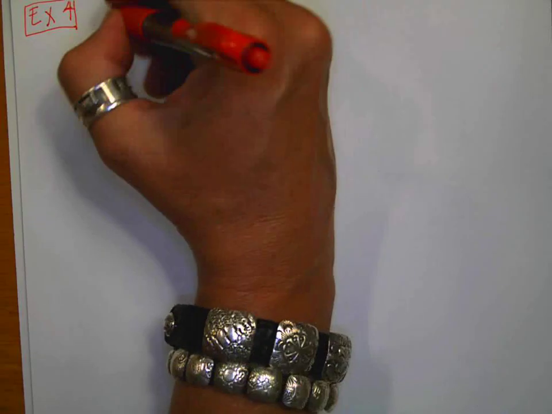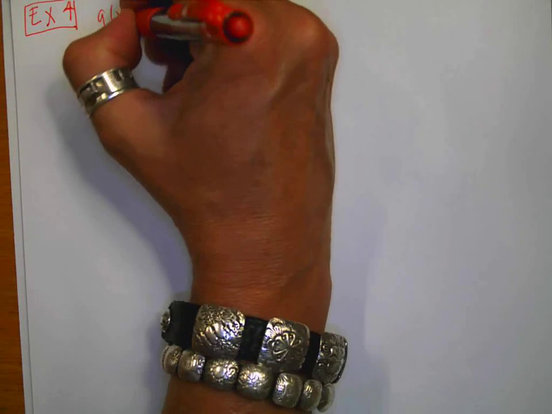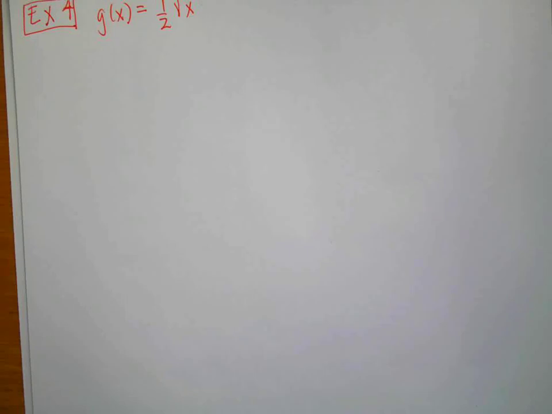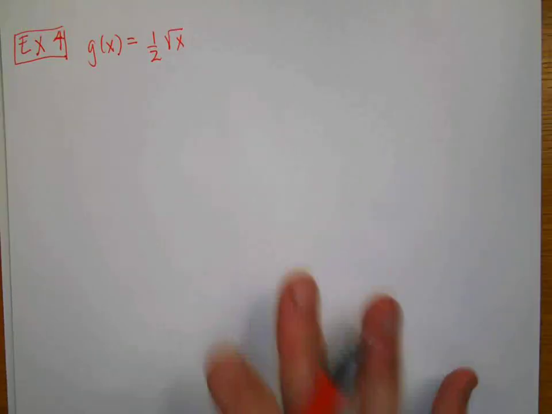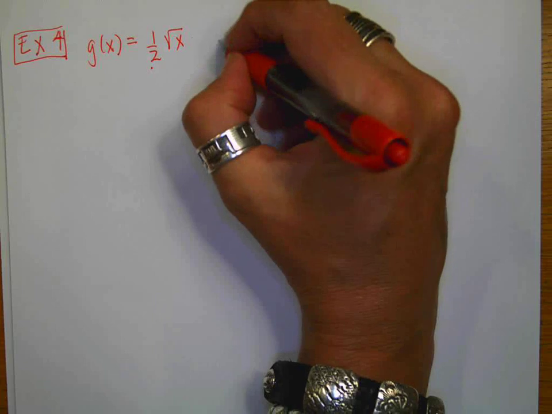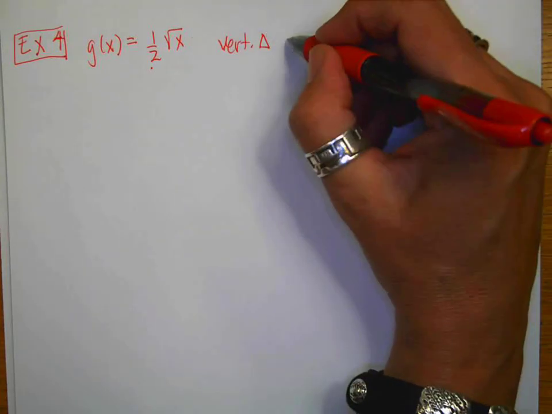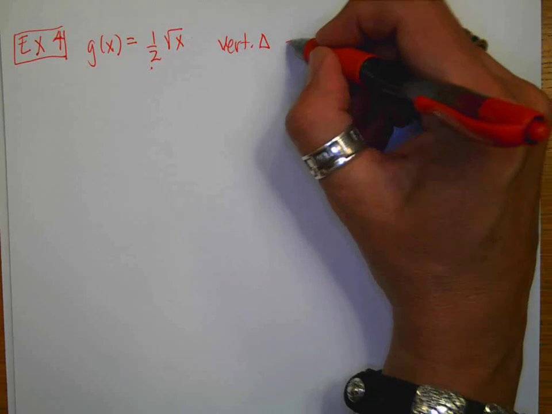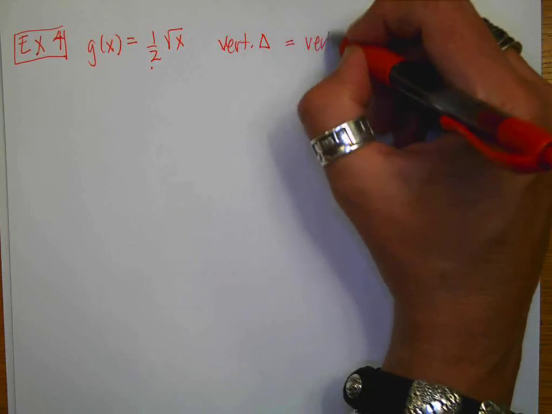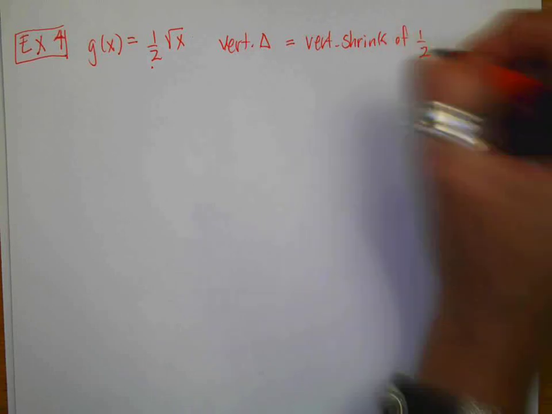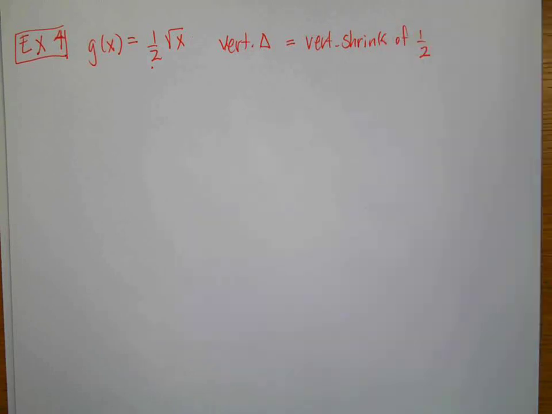Let's do one more and then I'll start combining them. What if I had g of x is equal to 1/2 square root of x? Okay, again, this is outside the function, so this is a vertical change, so that means that this is going to be a vertical shrink of 1/2.